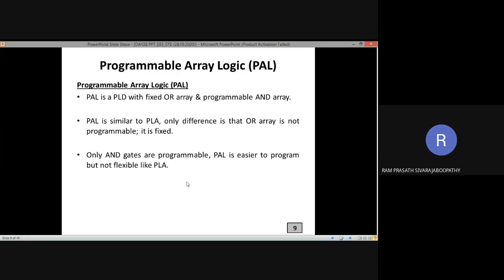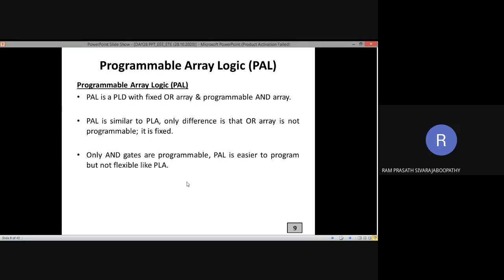Why is PLA more flexible? Can you people type it in the chat? Why is PLA more flexible than PAL? I have told the answer already. Both arrays are programmable. Very good, Srigari.